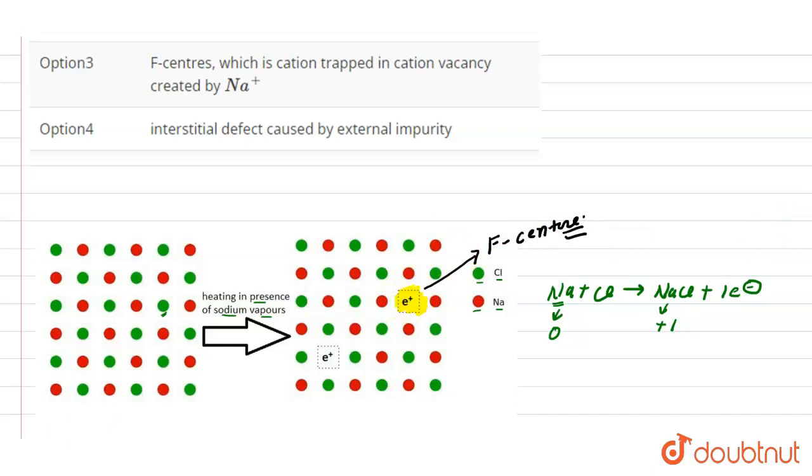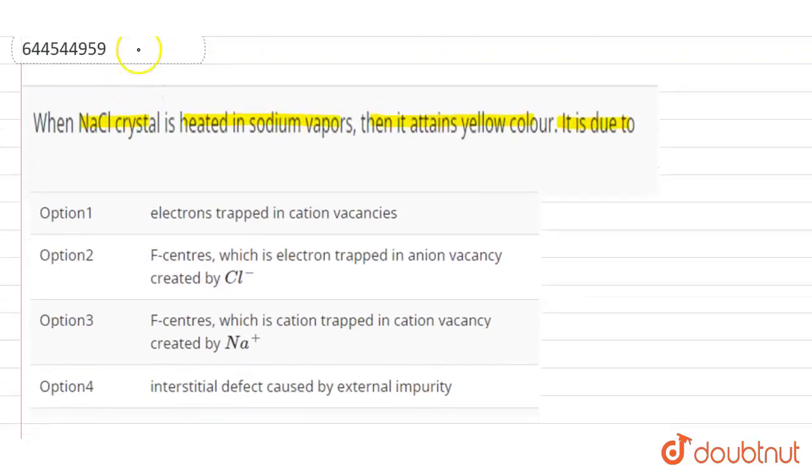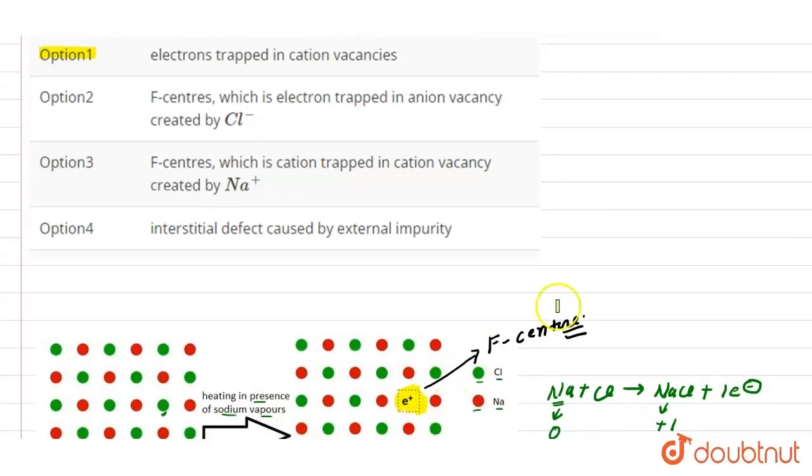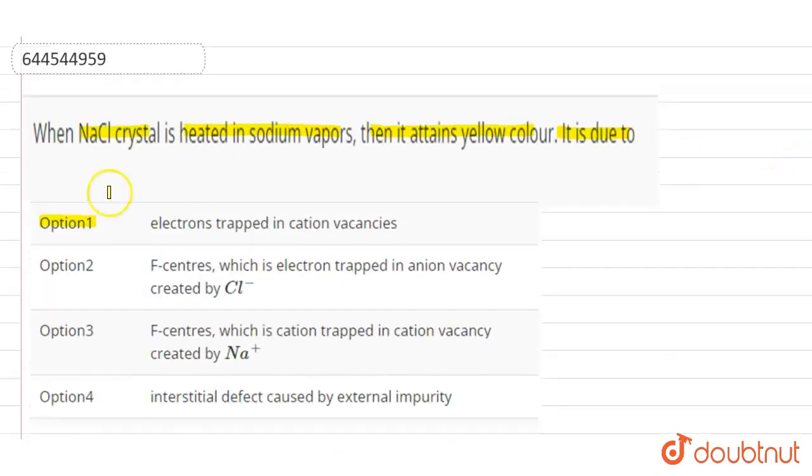Okay, so if we see the options here, option 1 is electron trapped in cation vacancies, which is a wrong answer because electrons are trapped in the anionic vacancies. Let's see option 2. Option 2 is saying that F centers, yes, this is correct, which is electron trapped in anion vacancy created by chloride ion, which is absolutely the correct answer of this question.